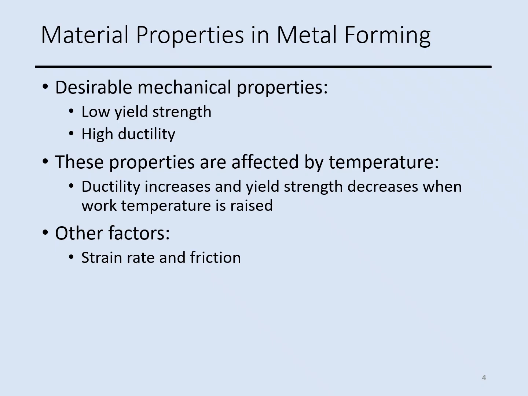And these properties are affected by temperature. Ductility increases if temperature goes up. Yield strength decreases as the temperature goes up. So as you see, if the temperature goes up, these properties become more favorable. There are other factors that we discuss later: strain rate and friction. These affect the metal forming processes as well.